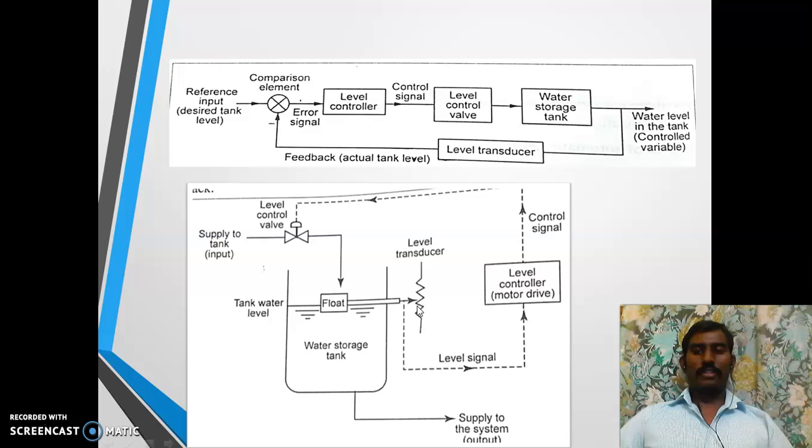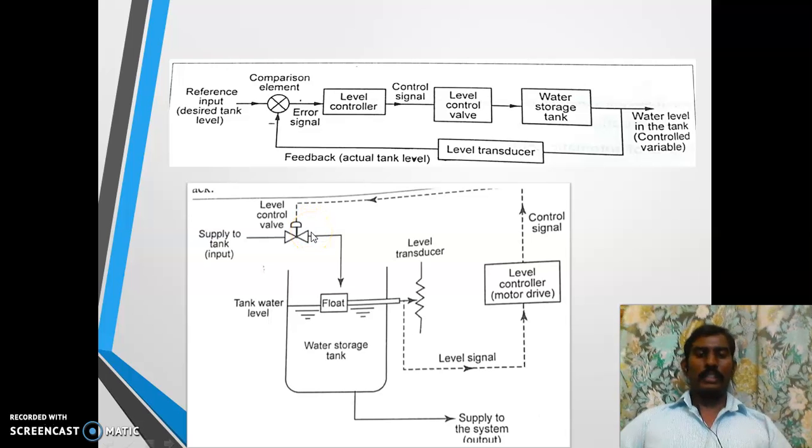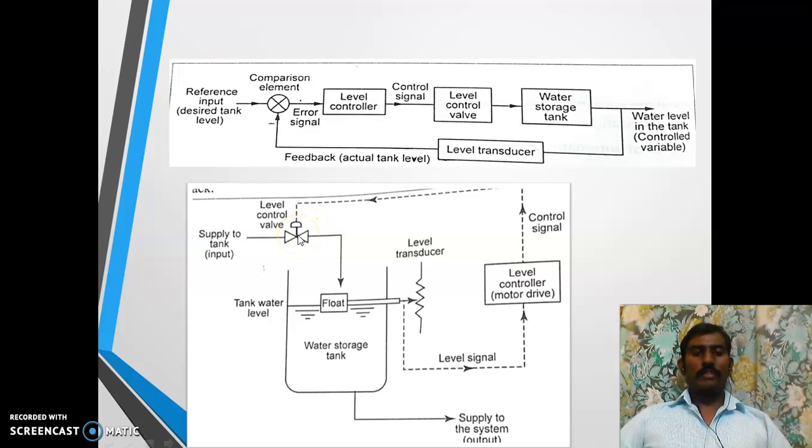This float is connected to a level transducer. We already know the transducer is used to measure positions. So the level signal from this level transducer will be sent to the level controller, like a stepper motor drive or any other level controlling drive. This level controller will send a control signal to the control valve to open or close the valve.